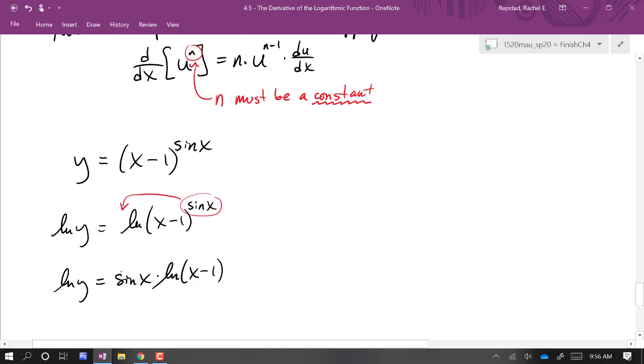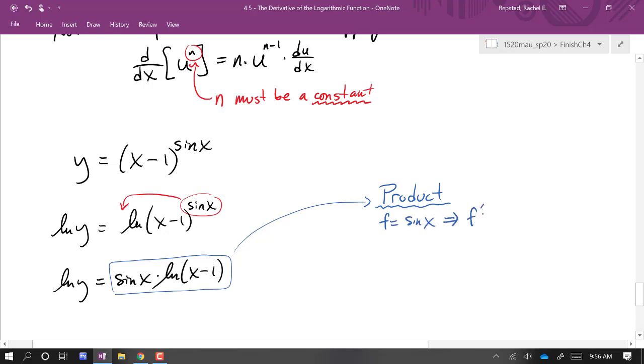Now, on the right side, we can take the derivative here. We're just going to use the product rule. So our f function is sine x. That means that f prime is equal to cosine x. Our g function is ln of x minus 1. And so g prime is 1 over x minus 1.